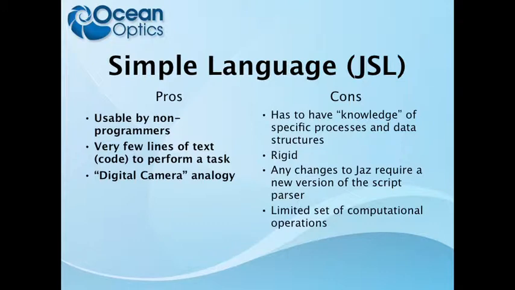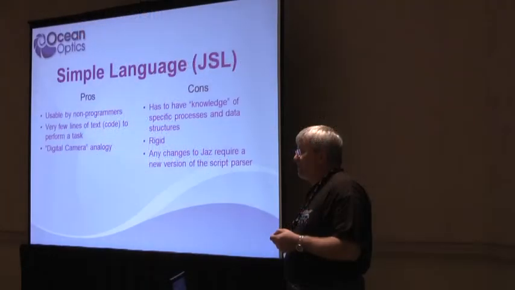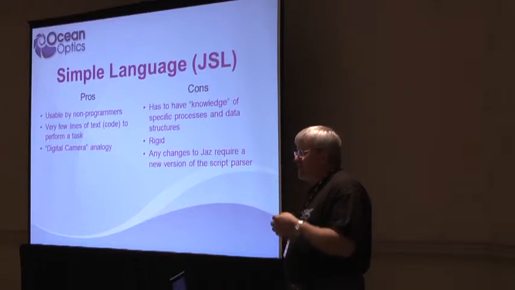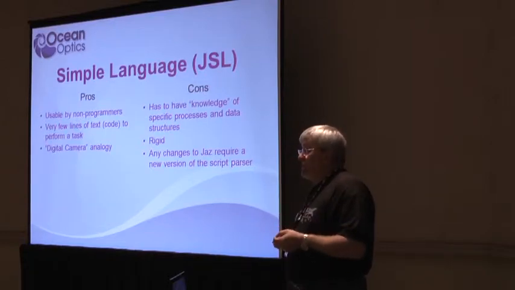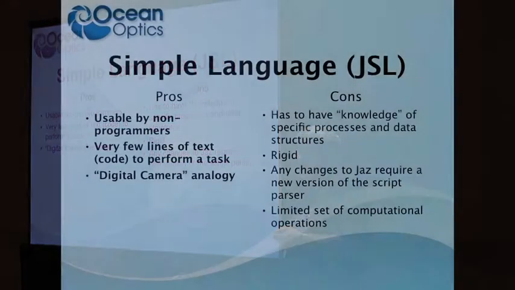Any changes to the Jaz require a new version of the Scripter parser. A big example of that is Indy. Indy is now in the Jaz. You cannot control the Indy through Scripter because none of the commands to control Indy are in Scripter. So Scripter doesn't even know that Indy exists.